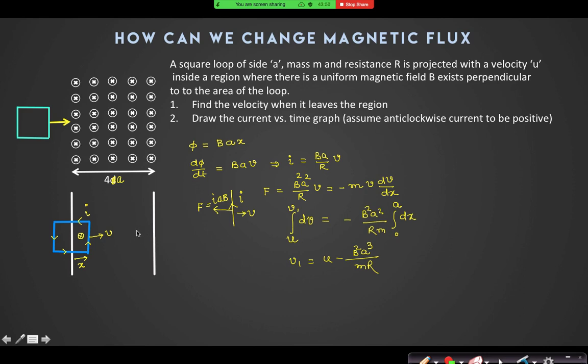So now you can see that when it comes out of the magnetic field, what is the direction of the induced current? Can you tell me? Now the downward magnetic flux is decreasing. Clockwise. So can I say that now the current will be clockwise in it?